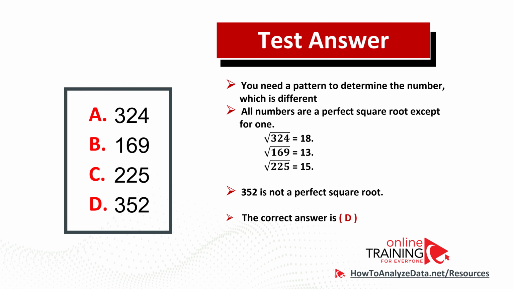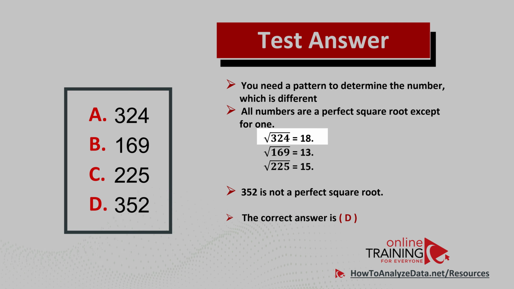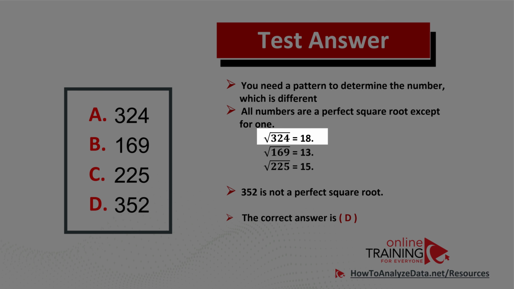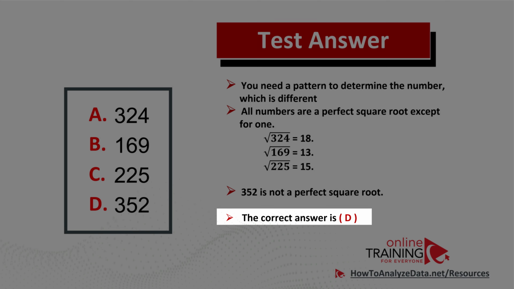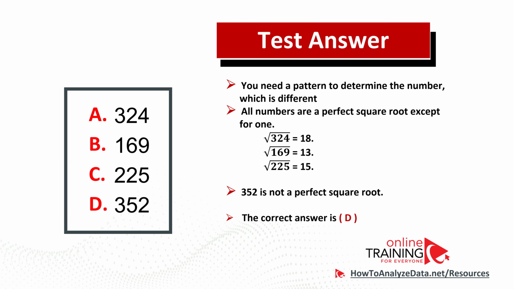As usual, to get to the answer, you need to determine the pattern and understand which 3 numbers match the pattern and which one number does not belong to the pattern. In this case, the pattern is square root. You can see that 3 numbers listed here are perfect squares. The square root of 324 is 18. The square root of 169 is 13. And the square root of 225 is 15. In this case, 352 is not a perfect square. So the correct answer here is choice D, 352. Hopefully you've nailed this question.